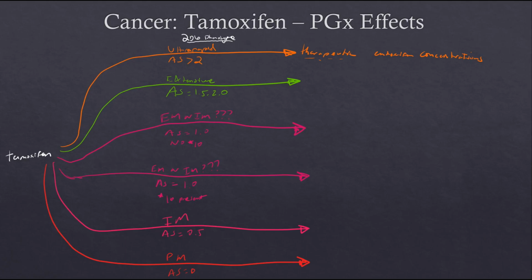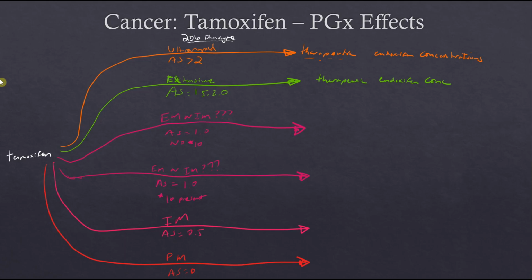Now let's take a look at being an extensive metabolizer of CYP2D6, which means you have an activity score of 1.5 to 2. And again, therapeutic endoxifen concentrations. Now let's start to take a look at these kind of in-between phenotypes that we've already talked about, and really there's argument on whether or not you should be categorized as an extensive or an intermediate metabolizer, but really the defining features here are an activity score of 1, and this one has no star 10 allele. So what is the effect here?